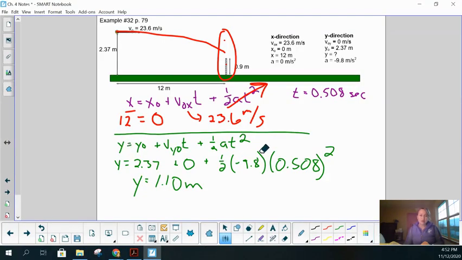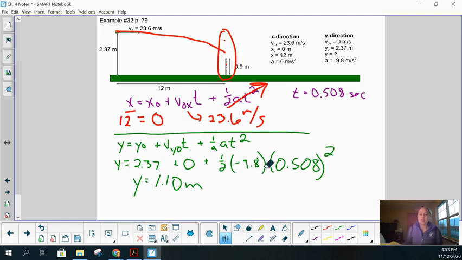So I use my position equation in the y direction, and I want to find again where the tennis ball is when it reaches the x direction of the net. The initial y position is 2.37 meters. And then this term here is 0 since the initial velocity in the y direction is 0. I know that because this ball is launched horizontally. It's not launched up or down, and so we have an initial y velocity of 0.